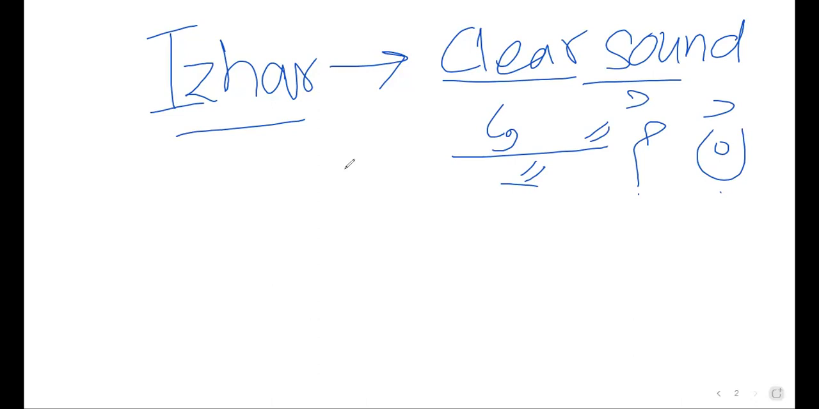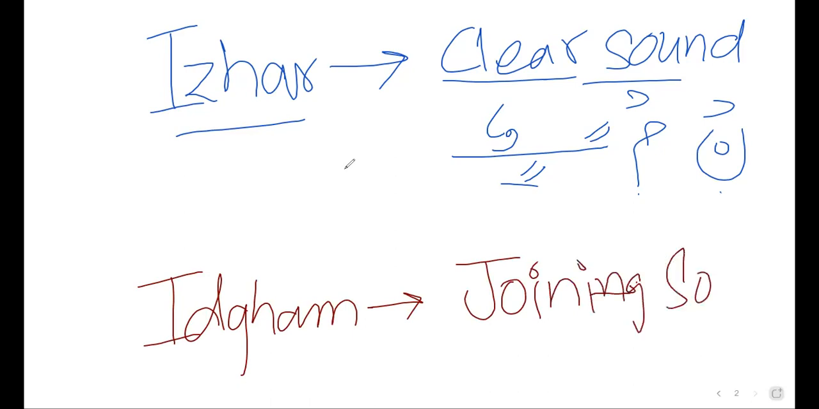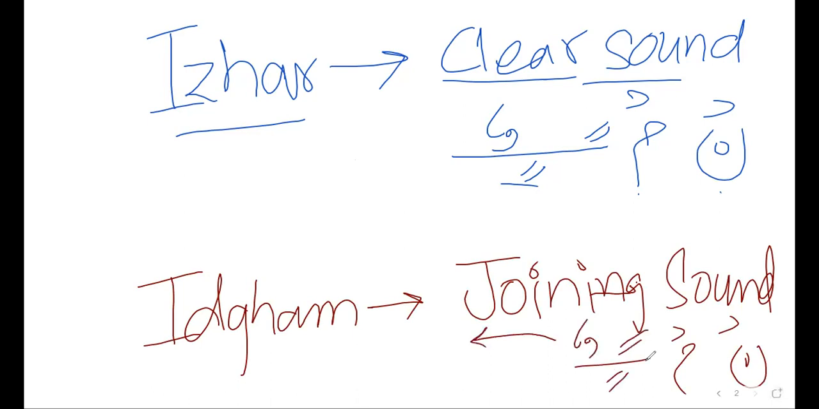Now we have the other term, idgham. Idgham is again an Arabic term, which means to join in English. So you have to make a joining sound. You have to join the sound of the noon sakoon, or the meme sakoon, or the double harakas, with the next letter.